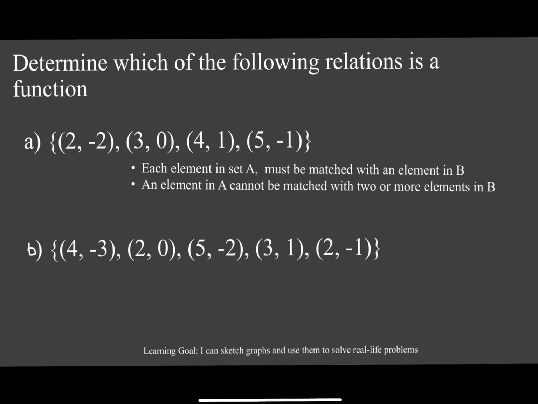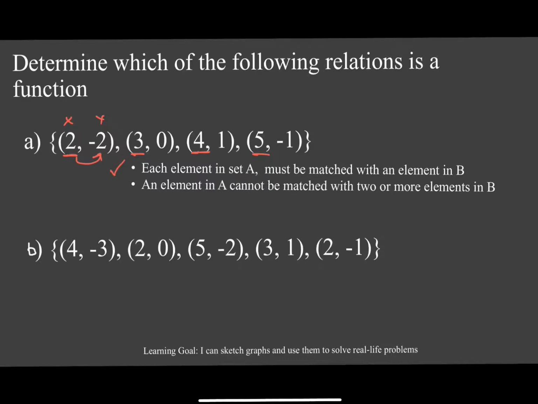So for this next example, we're going to do the same thing and determine whether these two are functions or not functions. And again, to do this, we're just going to look to see if they satisfy the first two characteristics we talked about. Now, although it looks a little bit different, we're still looking at our x and y values, so inputs and outputs. And so the first characteristic says each element in set A, or our inputs, must be matched with an element in B. So each one of our inputs does have a matching output, and so the first characteristic is satisfied.